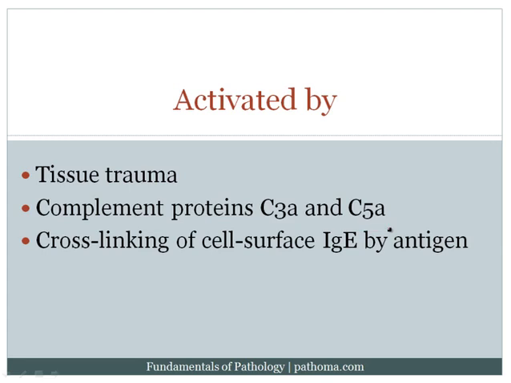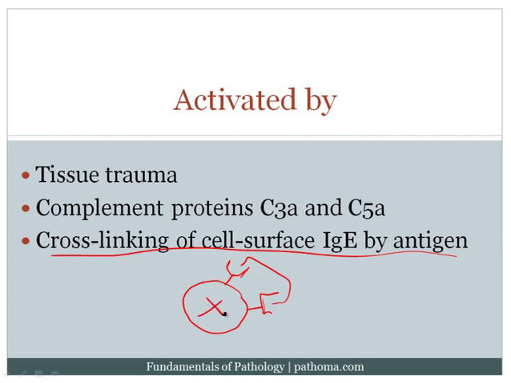And the third way by which mast cells can be activated, and perhaps the one that we're most familiar with, is cross-linking of surface IgE by antigen. So the idea here is that you've got a mast cell, and we know that mast cells express IgE on their surface, and so here's one IgE molecule, and here's another IgE molecule, and if an antigen comes by and cross-links these 2 IgE molecules, that then activates the mast cell.